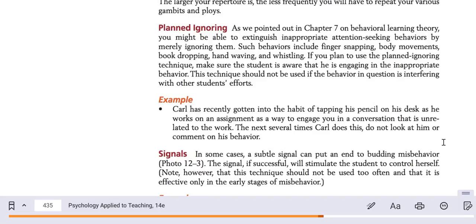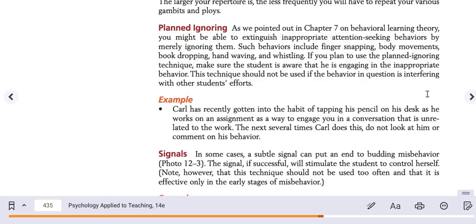Planned ignoring. As we pointed out in Chapter 7 on behavioral learning theory, you might be able to extinguish inappropriate attention-seeking behaviors by merely ignoring them. Such behaviors include finger snapping, body movements, book dropping, hand waving, and whistling. If you plan to use the planned ignoring technique, make sure the student is aware that he is engaging in the inappropriate behavior. This technique should not be used if the behavior in question is interfering with other students' efforts.